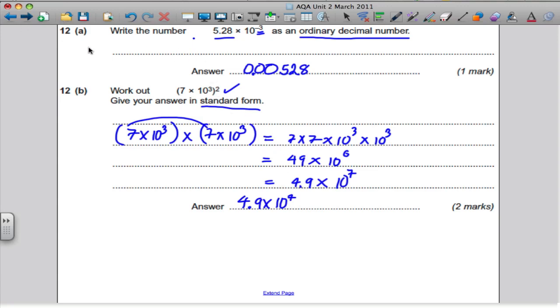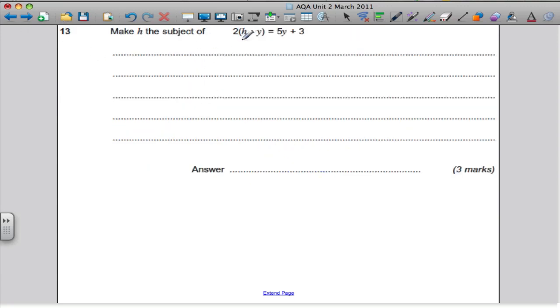Okay, moving on. Question 13. Make h the subject of the formula. We want h equals something. H is currently inside a bracket and being multiplied. So free it from its bracket, times everything out. 2h minus 2y is equal to 5y plus 3.